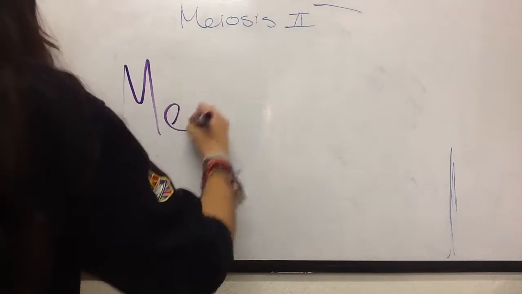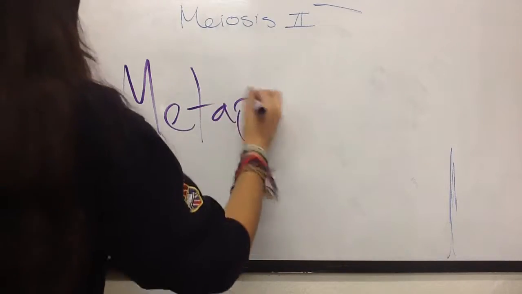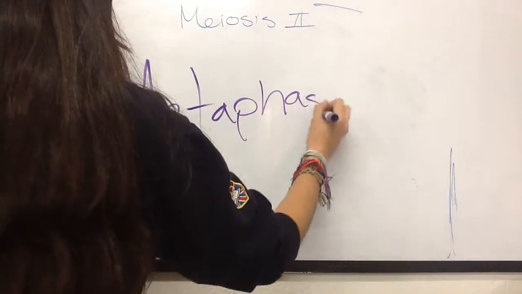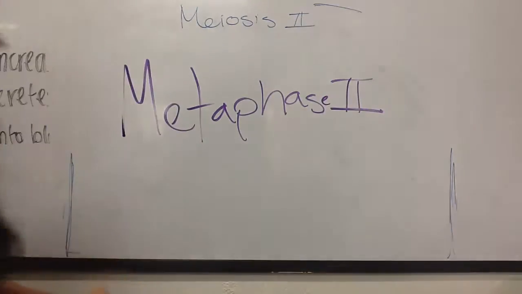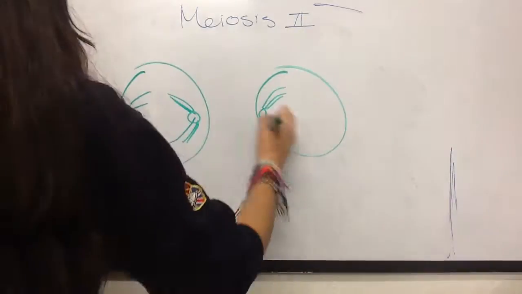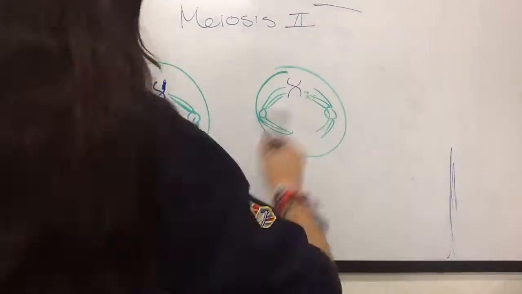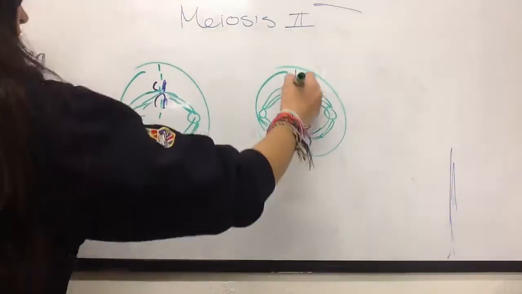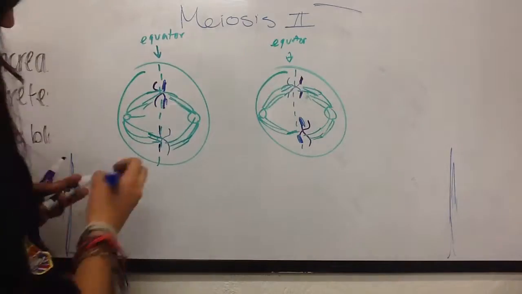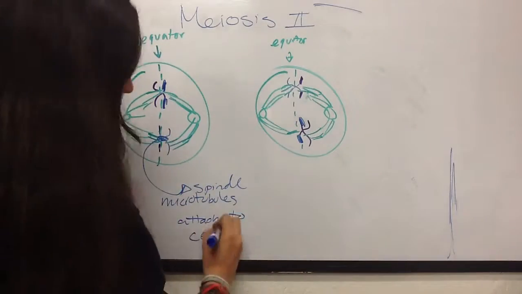Metaphase 2. Here, the spindle microtubules move chromosome pairs to the equator of the cell by attaching to the centromere of the chromosomes. Random orientation happens, which will create variation in the gametes, but not as much as in metaphase 1. The genetic variation that happens in this phase is 2 to the power of 23.